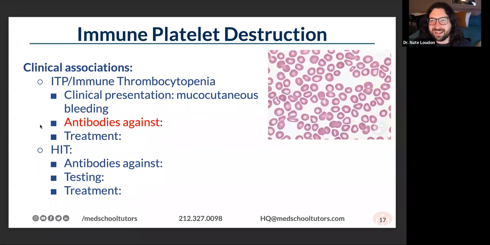Okay, people get ITP. It's super common. All of us will see it in our careers, and it's really important to understand how it works. So the clinical presentation, if they're not asymptomatic, will be mucocutaneous bleeding.